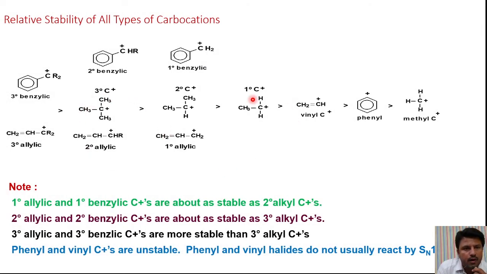This is the overall relative stability of all types of carbocations. Tertiary benzylic is more stable than secondary benzylic, which is more stable than primary benzylic, which is more stable than tertiary carbocation, which is more stable than secondary carbocation. This order follows. So the carbocation which is more stable, its corresponding alkyl halide is readily involved in SN1 reactions. So the tertiary benzylic alkyl halide readily undergoes SN1 reactions.